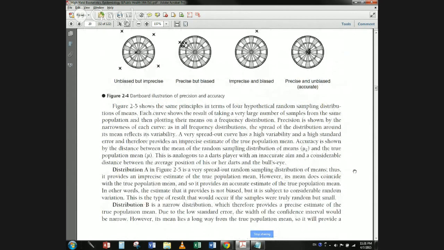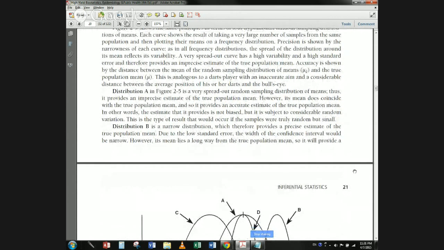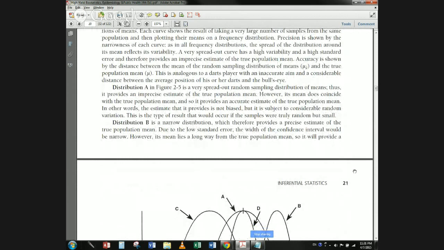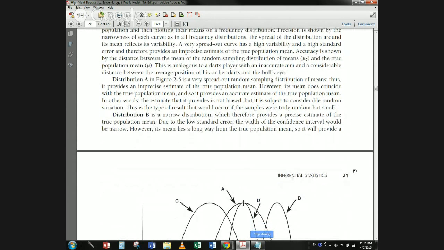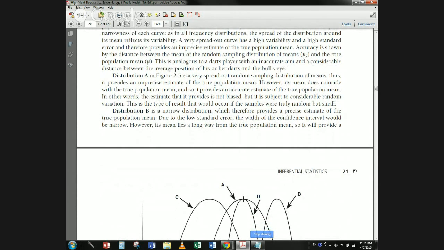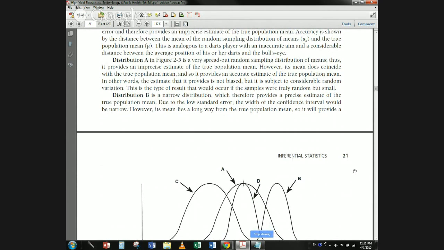Figure 2.5 shows the same principles in terms of four hypothetical random sampling distributions of means. Each curve shows the result of taking a very large number of samples from the same population and then plotting their means on a frequency distribution. Precision is shown by the narrowness of each curve. As in all frequency distributions, the spread of the distribution around its mean reflects its variability. A very spread out curve has a high variability and a high standard error, and therefore provides an imprecise estimate of the true population mean.